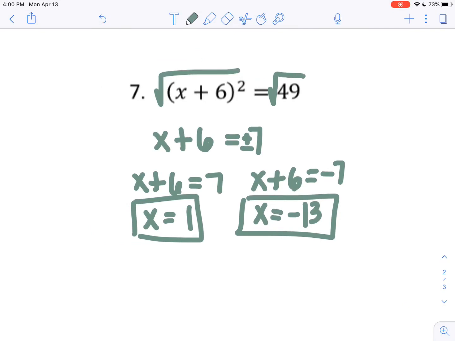Okay, it's good to check both of those. So if I plugged in negative 13 to the original equation, I would get negative 13 plus 6, which is negative 7. Negative 7 squared is 49. Okay, and you would get the same thing with positive 1. Okay, so both of those would be my answers.